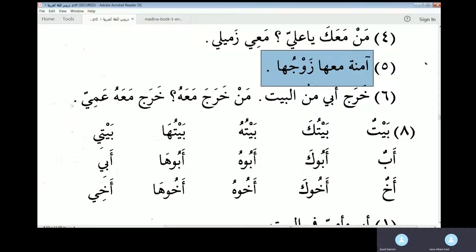What is the rule here for the ha? If there is alif, then we cannot make it majroor because of alif. So that's why we have fatha, because of alif.